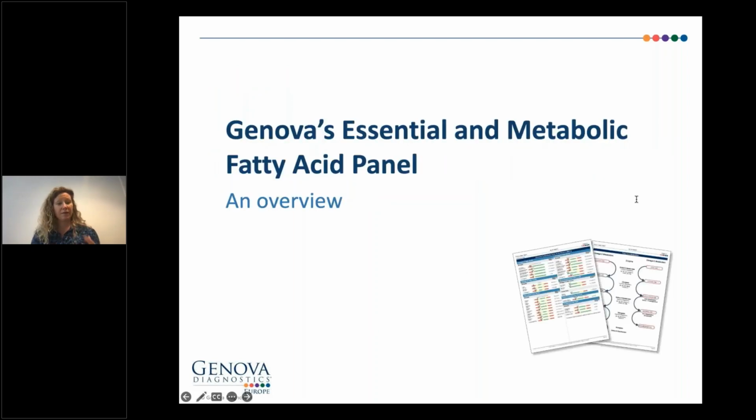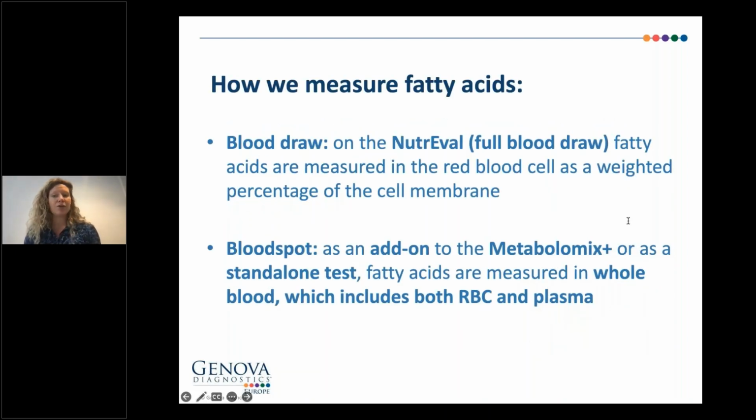So just starting off with an overview of Genova's panel and how we test the fatty acids. A key intro into the test is how we actually measure fatty acids. And as I mentioned, the test is available as a standalone, which is measured as a blood spot, or as part of the NutriVal, which is a full blood draw. Now, the blood draw measures fatty acids as a weighted percentage of the cell membrane, and the blood spot, which is as a standalone, or I should add also as an add-on to the Metabolomics Plus, which is another one of our tests, includes the red blood cell and plasma.